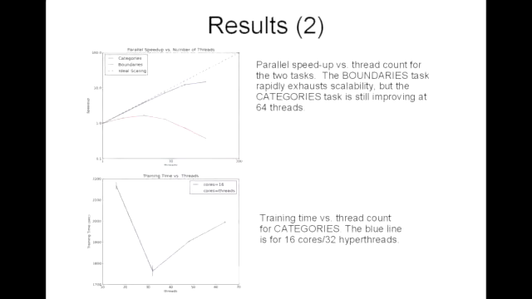Next slide, please. Thank you. So here are two curves. Let's look at the top graph first. This is the parallel speed up versus the number of threads used in the boundary example, which is the lower curve, and the category example, which is the upper curve. And you'll see that in the boundary example, adding more threads leads to poorer performance after about four threads. The reason for that is the overhead of doing the merge and copying, we have to copy around a bunch of class instances, becomes greater than the benefit you get for the relatively short running time for the boundary example. But the category example runs much longer and can reasonably be served by a lot more threads.